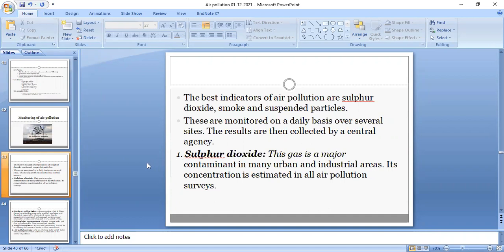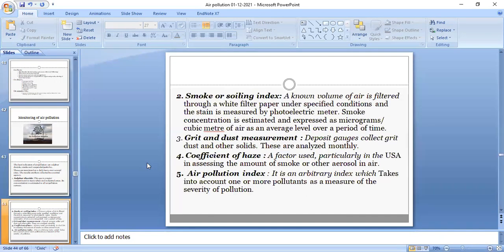This gas is a major contaminant in many urban and industrial areas. Its concentration is estimated in all air pollution surveys. Smoke or staining index: a known volume of air is filtered through a white filter paper under specified conditions and the stain is measured by a photoelectric meter.